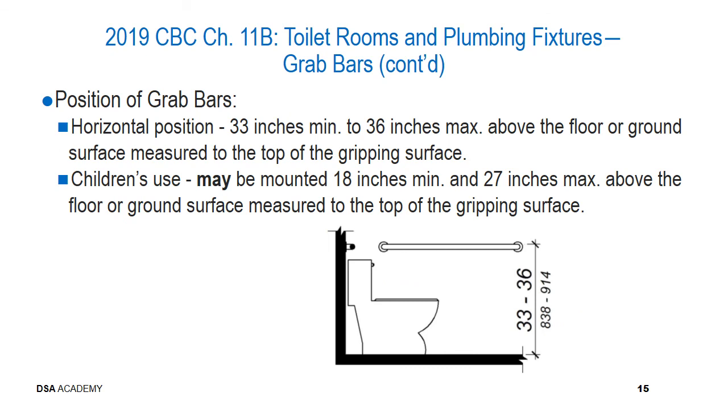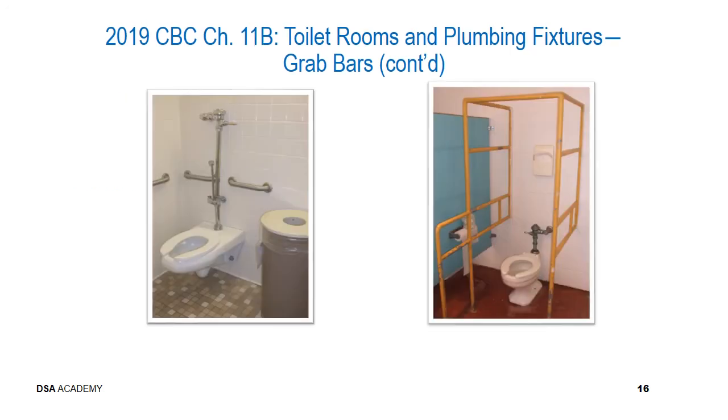The horizontal position for grab bars at a water closet must be between 33 inches minimum to 36 inches maximum above the floor or ground surface, measured to the top of the gripping surface. For children's use, they may be mounted between 18 inches minimum and 27 inches maximum above the floor or ground surface, measured to the top of the gripping surface.